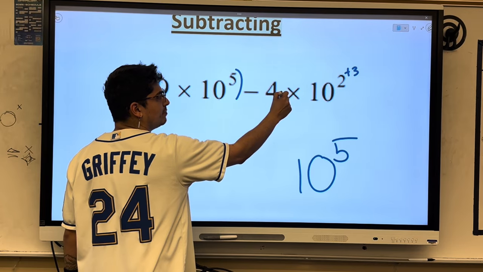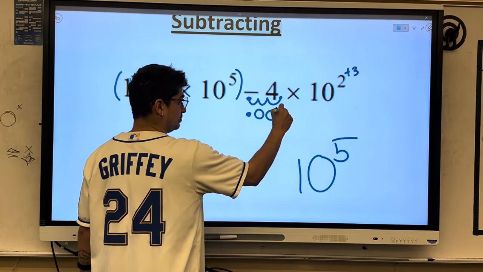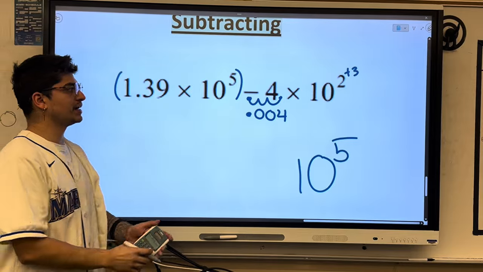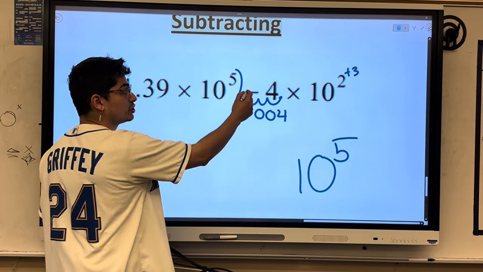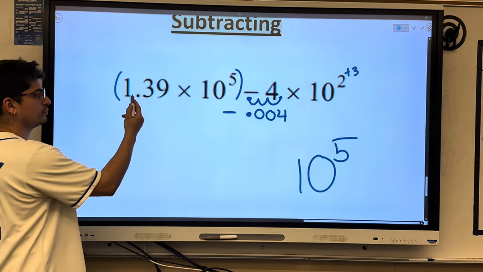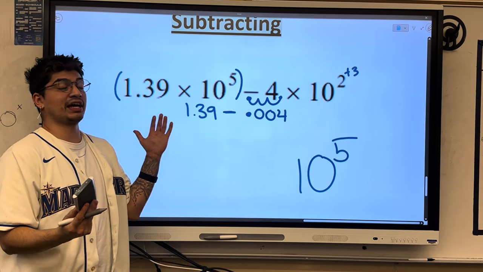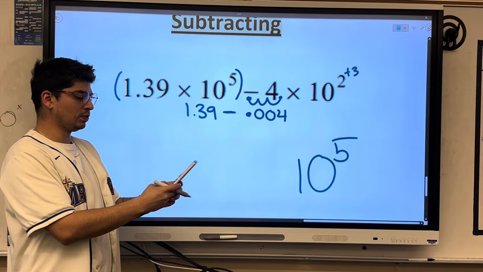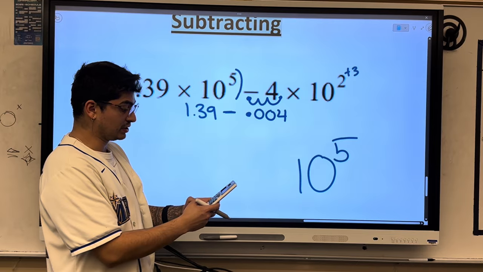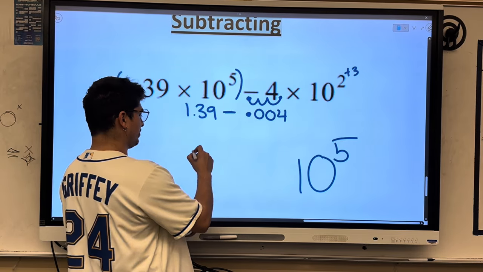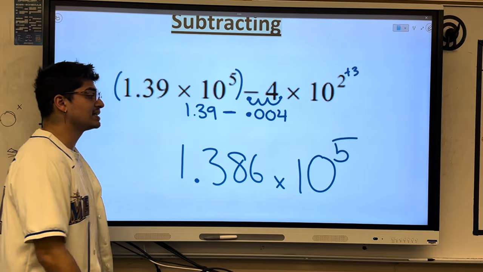Because I'm adding 3, I'm moving my decimal point 1, 2, 3 times. So this is my new number, right? This is my new number that's attached to this scientific notation, times 10 to the 5th power. And I am subtracting it from 1.39. Because I didn't change anything, they have matching exponents, so I can actually just subtract them. 1.39 minus 0.004. I guess I could have just done that in my head as well. 1.386 times 10 to the 5th power.